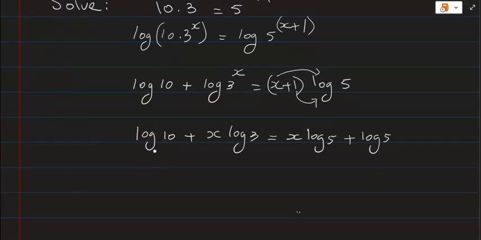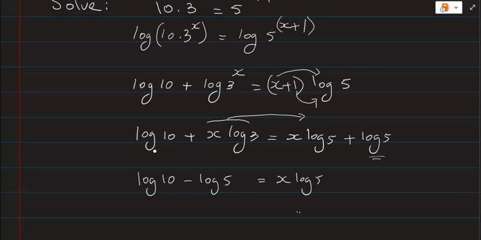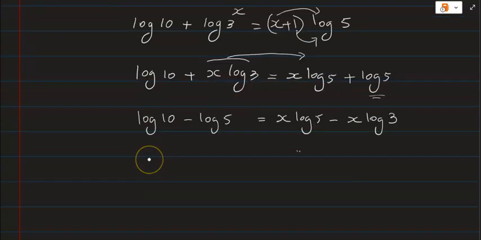The next step is collecting like terms. So I'm going to bring the non-x terms to one side. So log of 10, I'm going to bring this log of 5 to the left-hand side. So it would be minus log of 5 equals, and now I'm going to take this and move it to the other side, x log of 5, and this would be minus x log of 3. Very good.